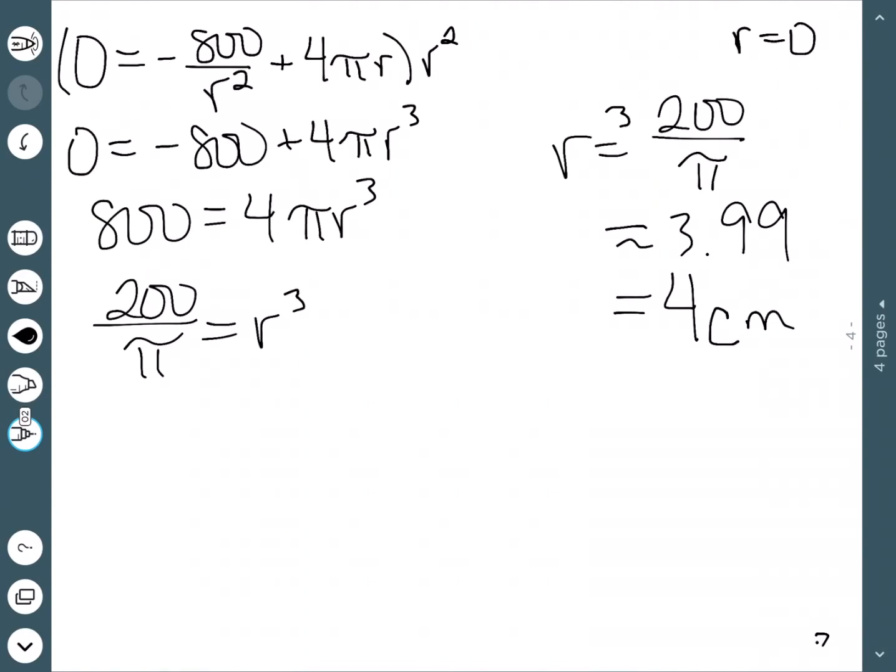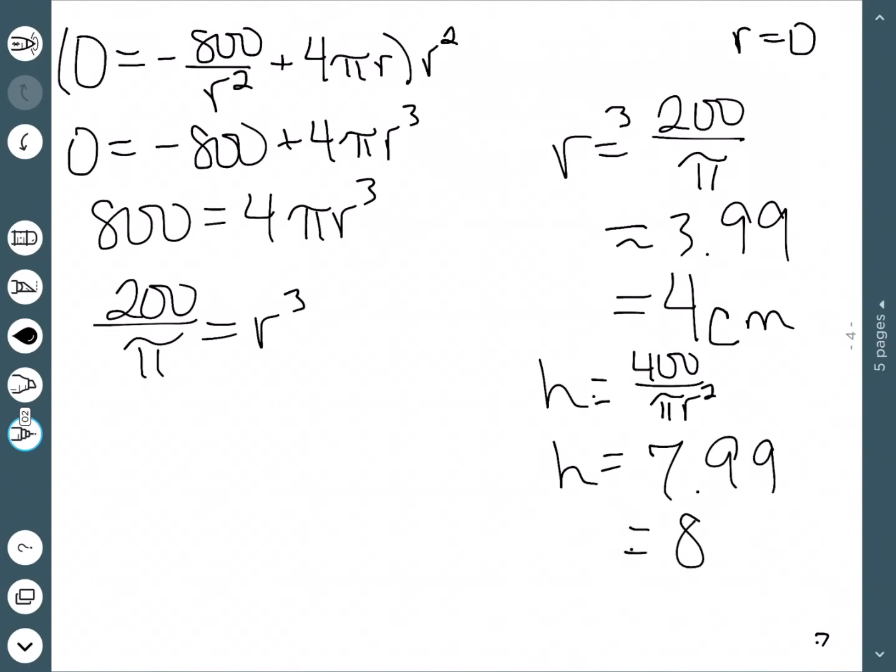We also need our height. And we did have a formula for height that was 400 over pi r squared. So 400 divided by pi times 4 squared gives us that the height is approximately 7.99 or 8. So now I have both my height and my radius. So now we know exactly what dimensions will minimize the cost, and we can actually calculate the cost of that can if we want. That's where the cost per square centimeter came into play.